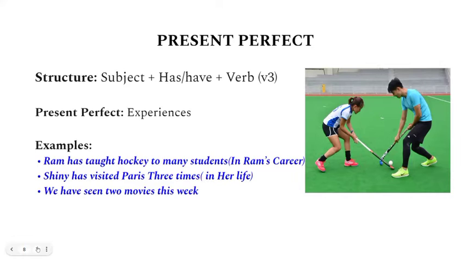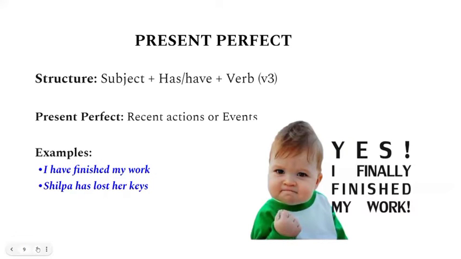Now let's see about the second use of present perfect tense. The second use is to talk about recent actions or events. For example, I have finished my work. You can imagine a kid saying this to her mom. Well, when did she finish her work? Maybe 5 minutes before or 10 minutes before. But that's not important. The important thing here is the completion of the work. Here's one more example. Shilpa has lost her keys. We don't say when because the important thing now is Shilpa does not have her keys.